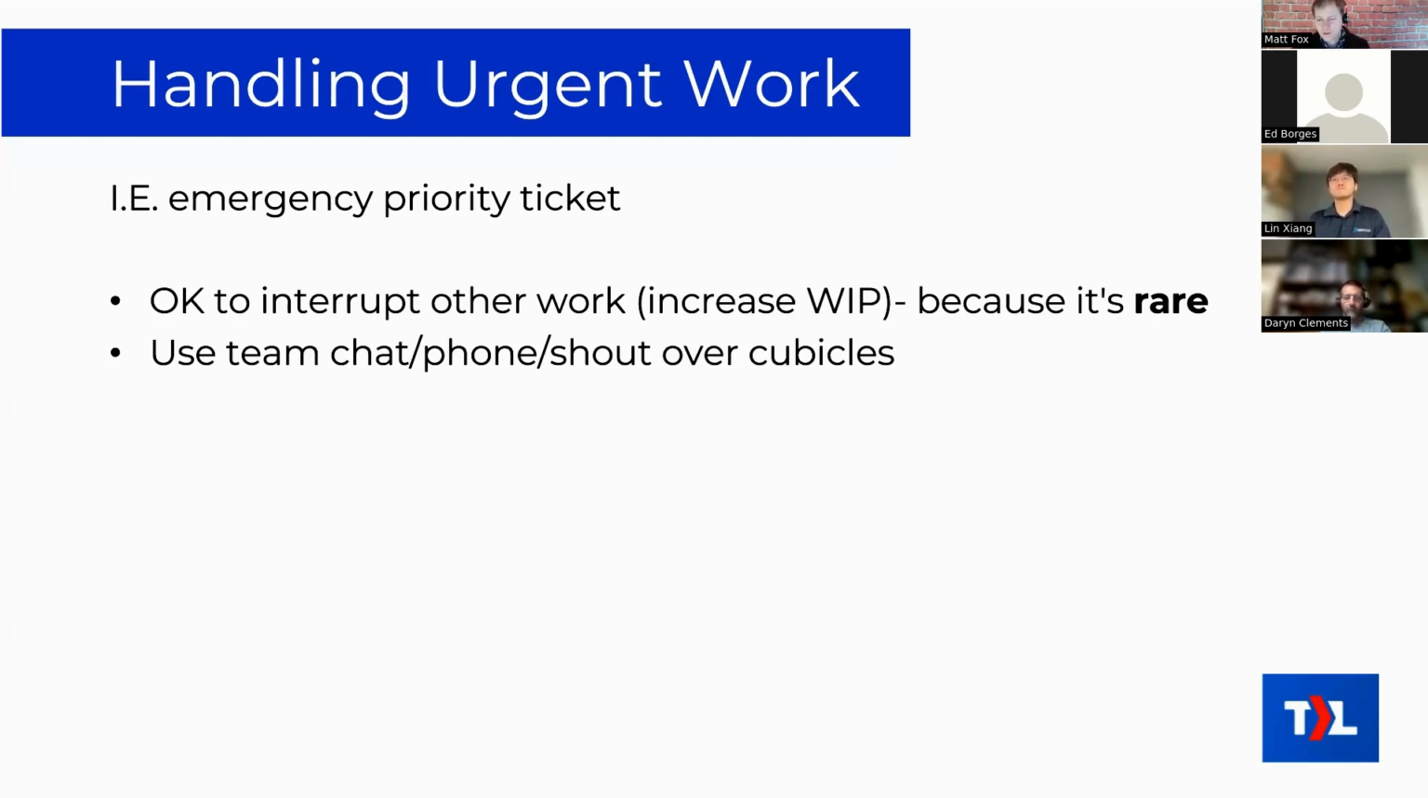Because definitely we do want them to be rare. Now, how do you notify somebody that they've been assigned an urgent work ticket? Well, just use your existing tools that you have. You probably have your team chat, or you have your phones, or you're all in the office and you can just shout over the edge of the cubicle that so and so has an emergency ticket now. So that's how you would get them assigned, and then use some typical tool to notify them that, hey, we got an emergency for you to work on. So that's how you do that.